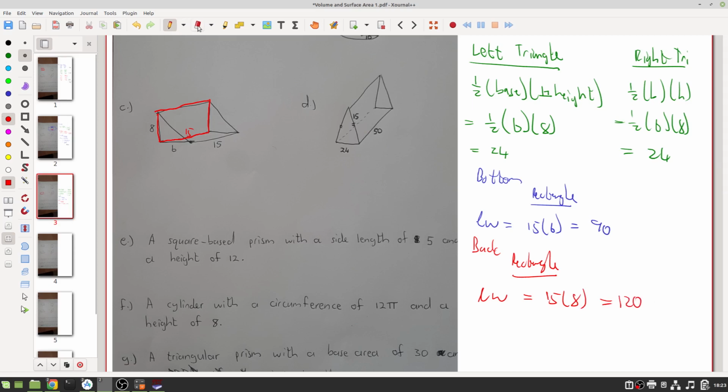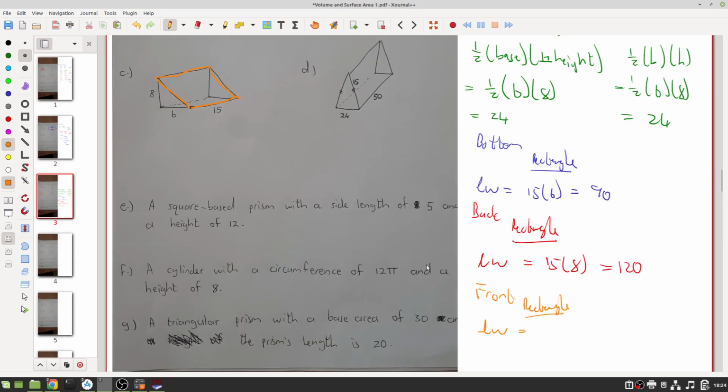Now there's only one part left that we haven't looked at yet. Let's use this part here, this rectangle. Let's call this the front rectangle. Again, that's going to be length times width. In our case, the length is 15, and we need to find the width. The width here we don't know.